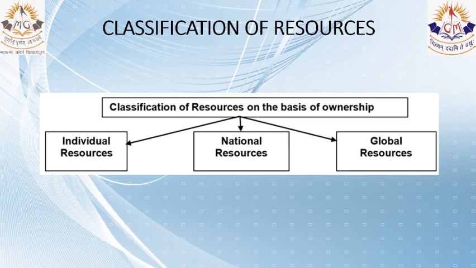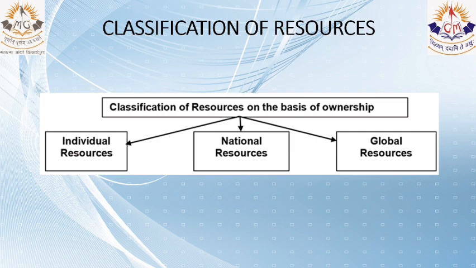Now let us learn the first one, classification of resources on the basis of ownership. Now we learned that resources can be classified into three: on the basis of ownership, on the basis of the reavailability, and on the basis of the distribution areas. In that, ownership again has three classification. So classification of resources on the basis of ownership can be divided again into three.